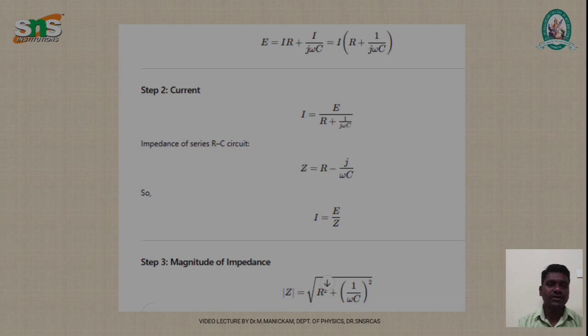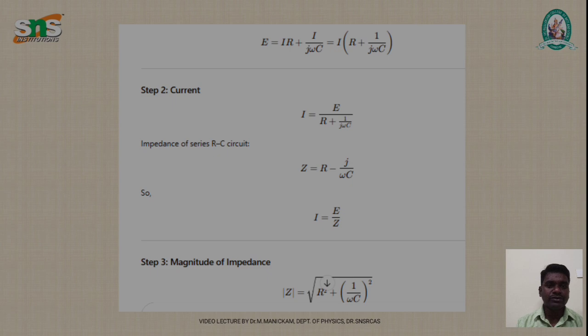Then the equation for current: I is equal to E divided by R plus 1 divided by j omega C. Then we can find the impedance. I is equal to E divided by Z, where Z is equal to R minus j divided by omega C. So this is the current equation for this AC circuit with the double components, resistance and capacitance.